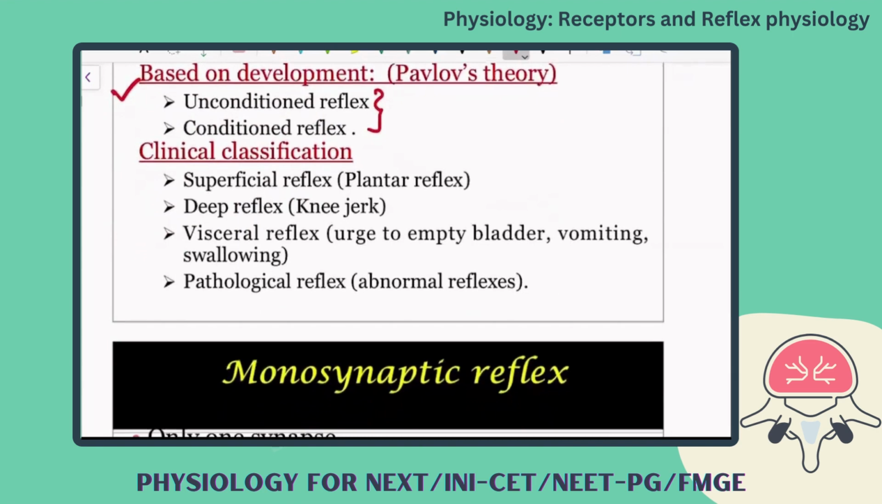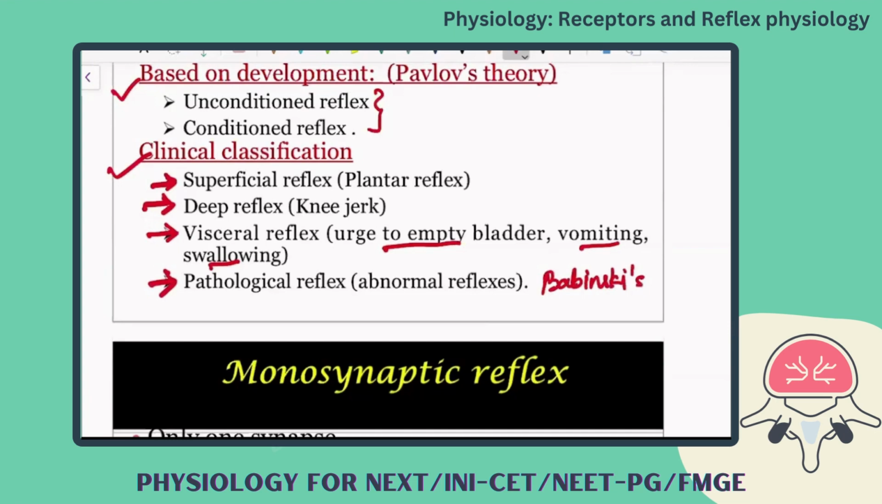And based on the clinical classification for clinical diagnosis, you have the clinical classification of reflexes. The one is superficial reflexes. The most commonly practiced superficial reflex is the plantar reflex, and knee jerk for the deep tendon reflexes. And some visceral reflexes like micturition reflex, swallowing reflex, vomiting reflex are also reflex actions. Okay, only up to the oral phase you can control deglutition. Once it crosses the oral phase, you can never control the movement of the bolus within your esophagus. So if it is involuntary, then it is called a reflex. Okay, and some pathological reflexes, abnormal reflexes, for example the Babinski sign.